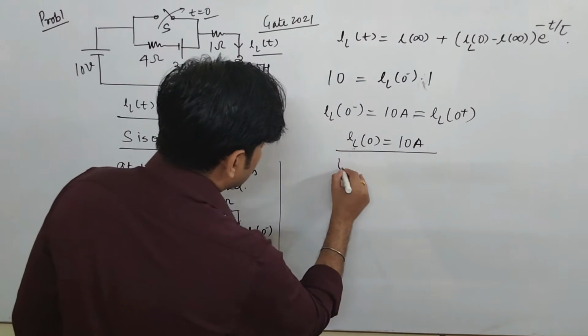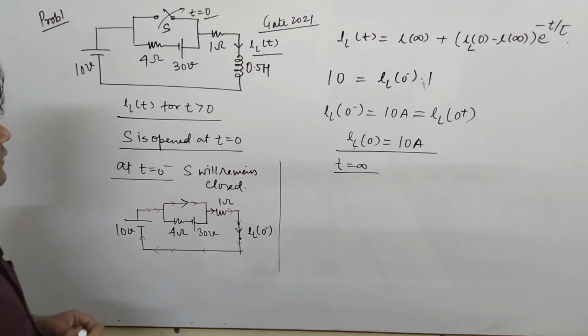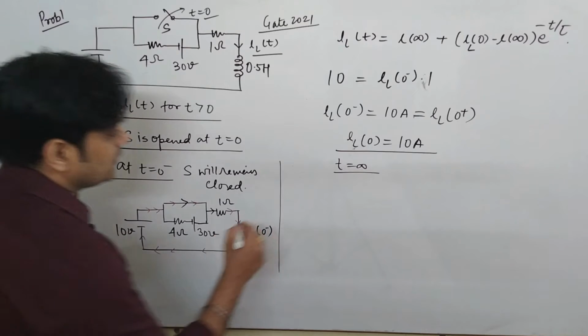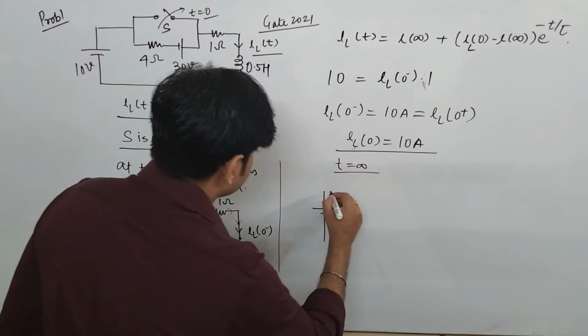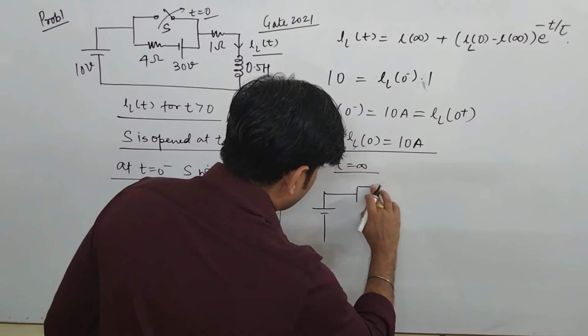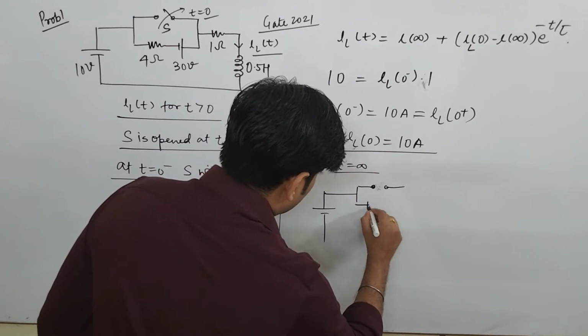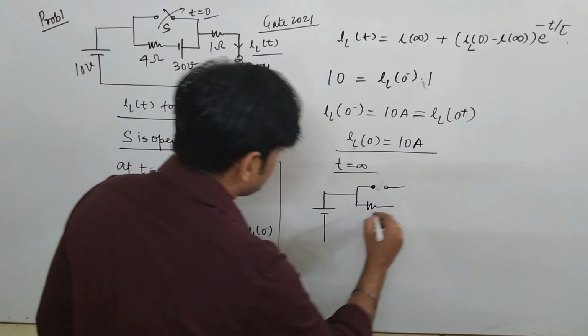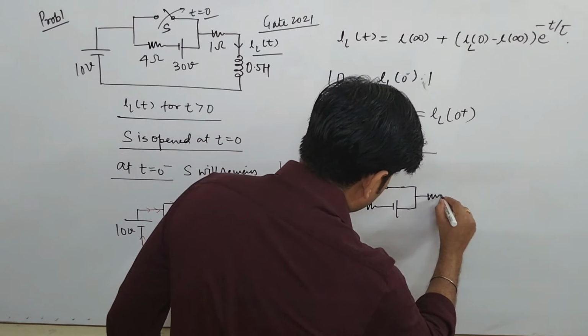Now we will see at t equal to infinite. At t equal to infinite, the switch will get opened. So what is your circuit? Your circuit will be something like this. Here this switch will get opened. I am simply making it open just to understand. However, there is no need to draw it. Just for understanding the concept, I am redrawing it.